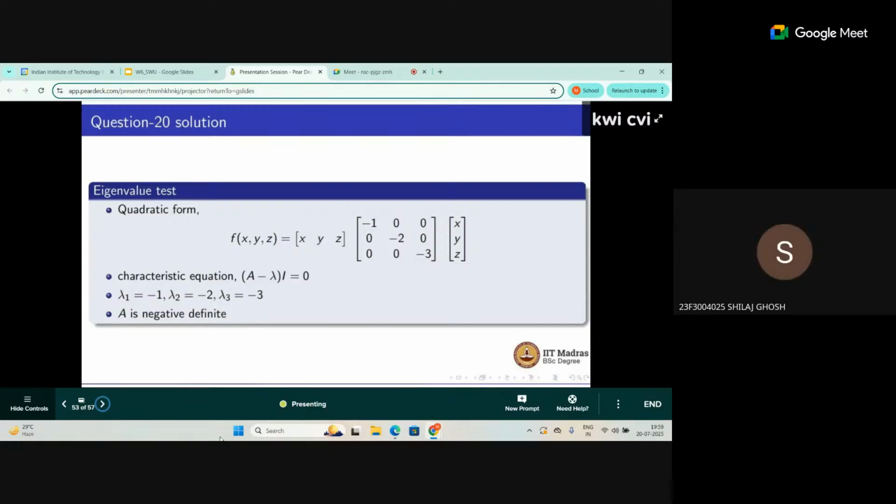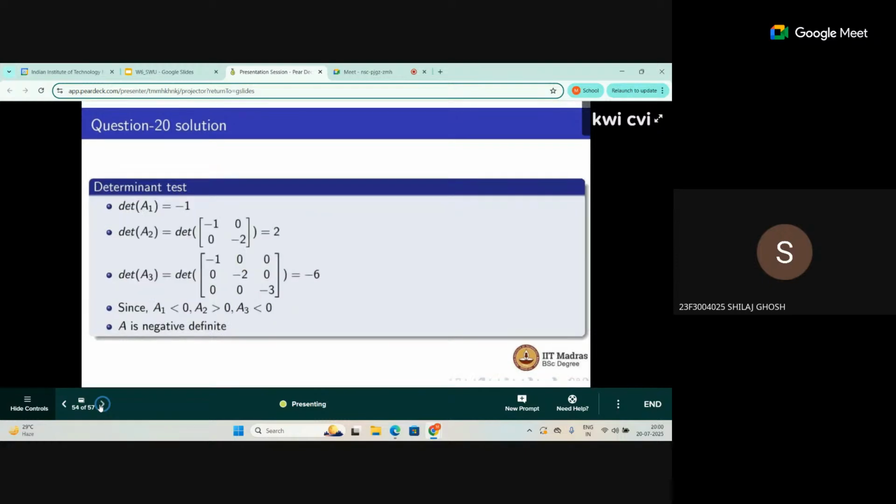Sir, can you upload the link in the chat? No, I'll ask them to upload it on the portal, or I can attach it to the Gmeet, today's calendar. I'll attach it to the calendar. Okay, sir.